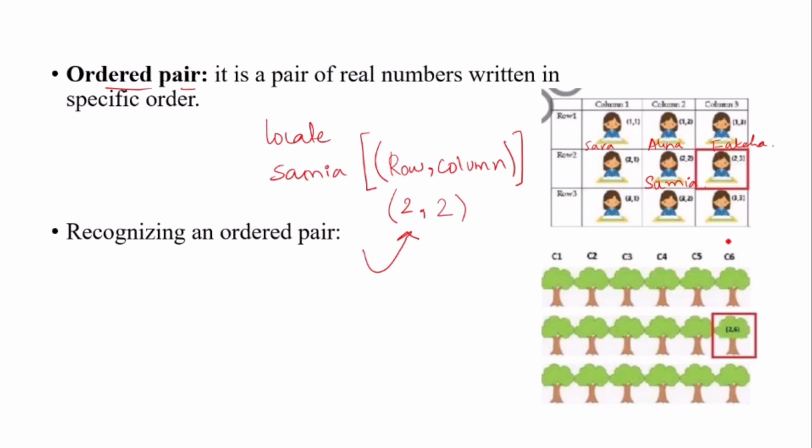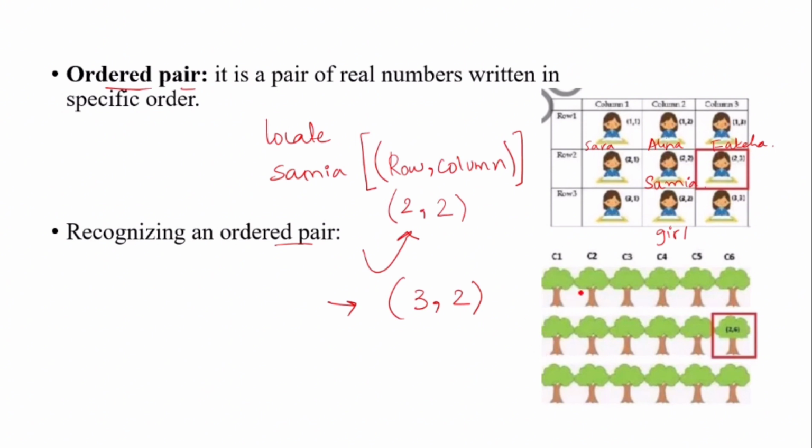Now if I want to locate this girl, how to locate her? You have to tell me she is sitting in the third row and second column. So this is the ordered pair. In this way we can recognize an ordered pair.